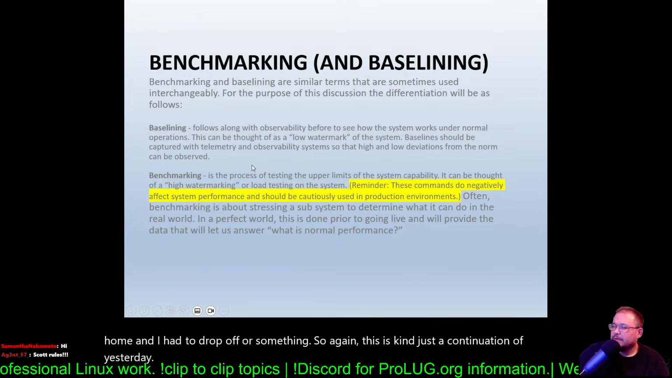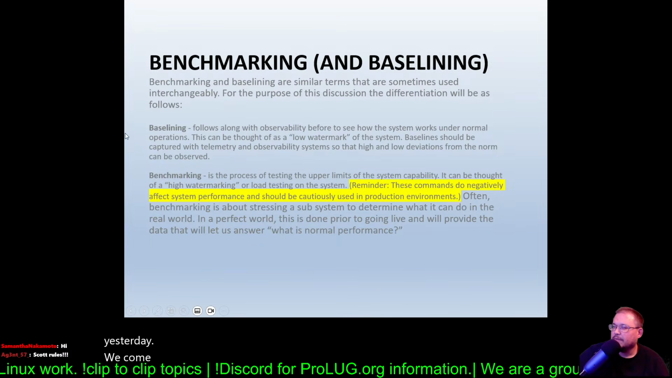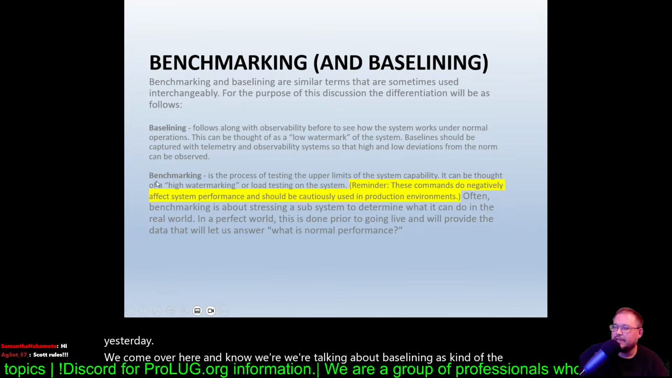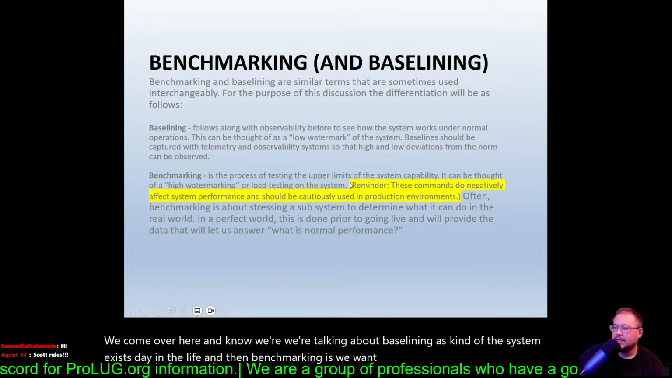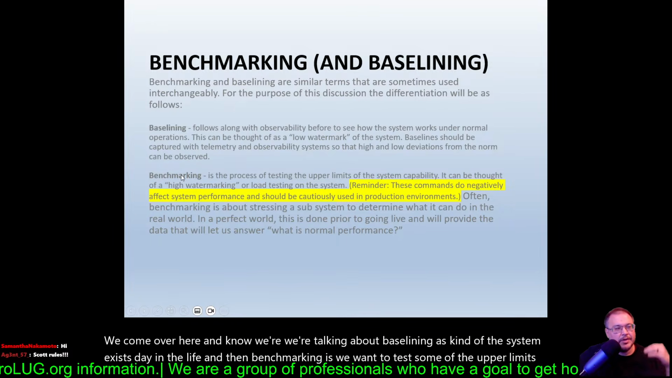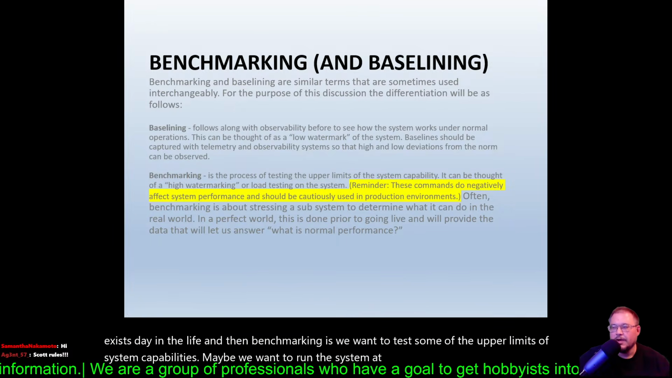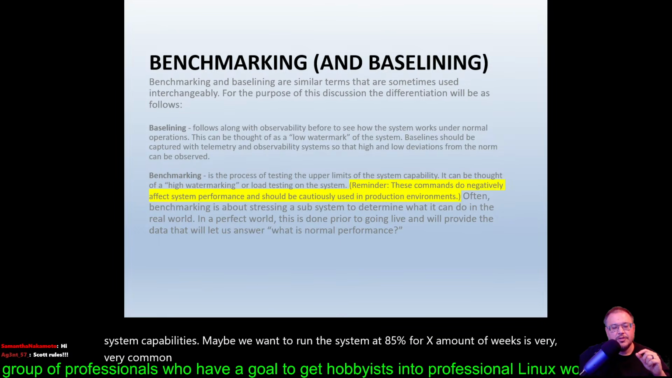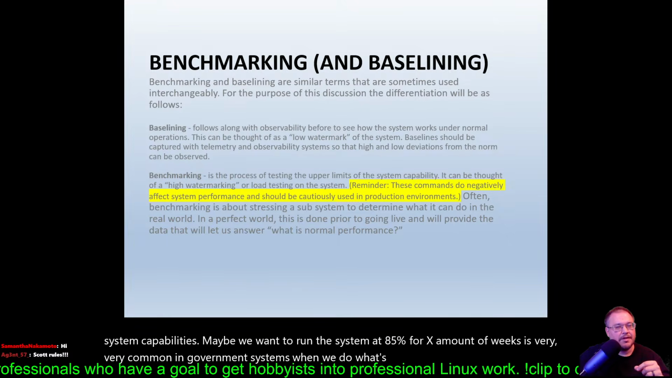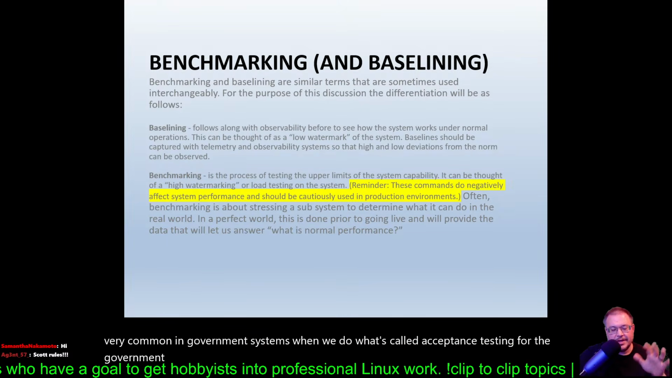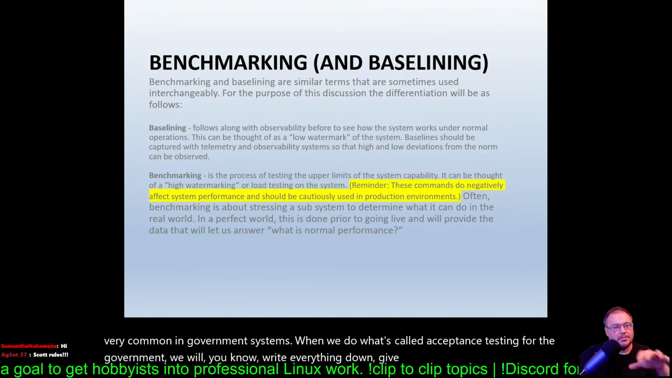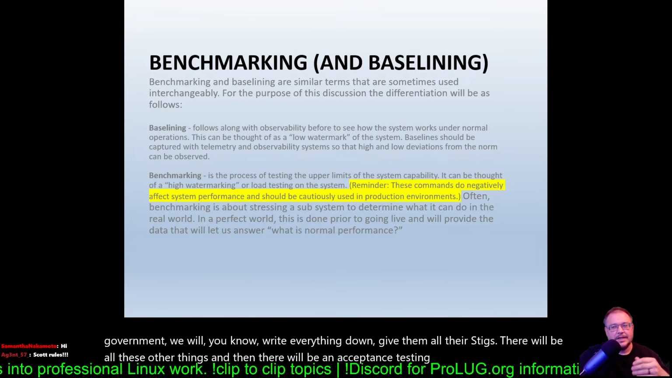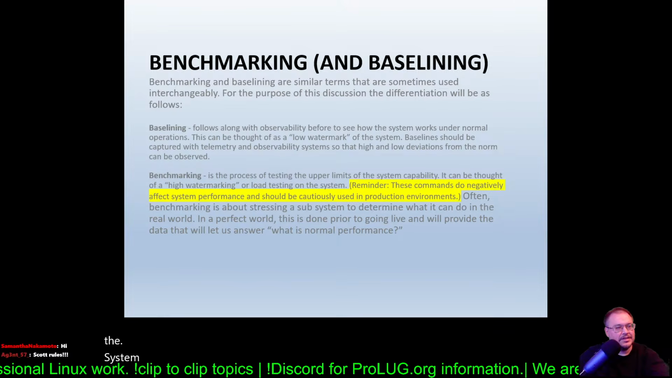So we're talking about baselining as how the system exists in the day-to-day, and then benchmarking is where we want to test some of the upper limits of system capabilities. Maybe we want to run the system at 85% for X amount of weeks. This is very common in government systems. When we do what's called acceptance testing for the government, we write everything down, give them all their STIGs, and then there's an acceptance testing phase where we prove that the system can do the things it's able to do.